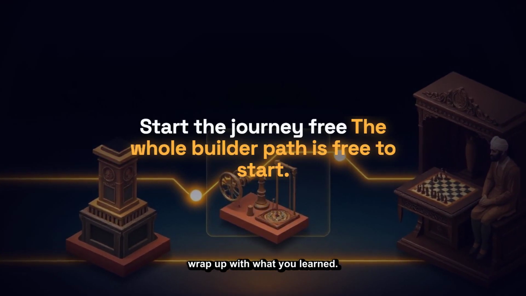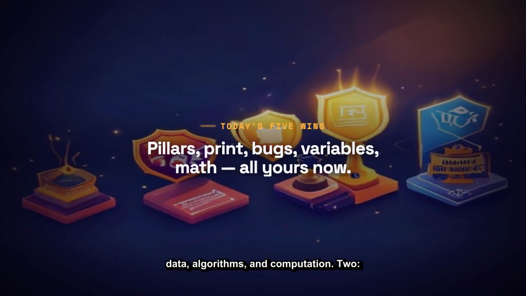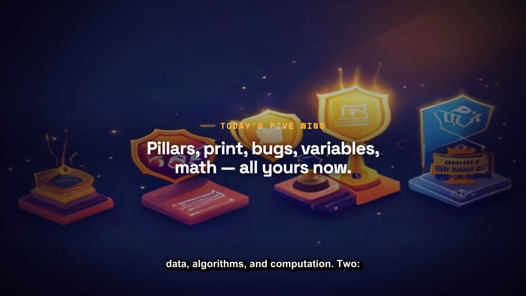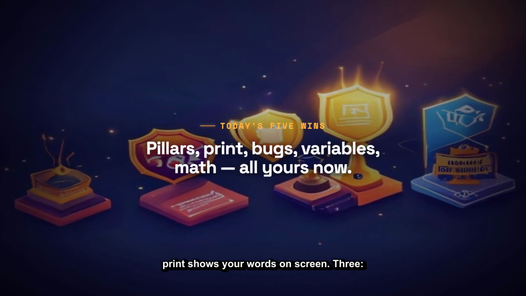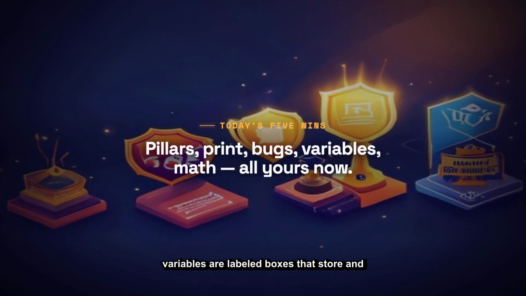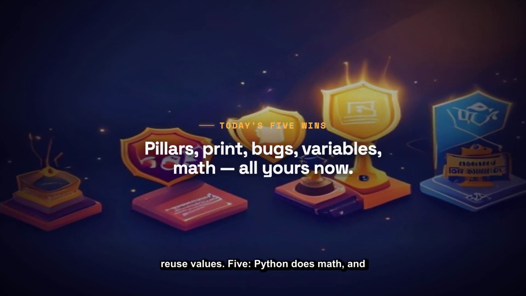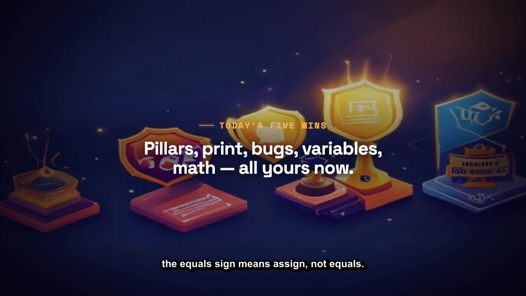Let's wrap up with what you learned. Lock it in. 1. AI isn't magic, it's data, algorithms, and computation. 2. Print shows your words on screen. 3. Bugs are normal, just clues. 4. Variables are labeled boxes that store and reuse values. 5. Python does math, and the equals sign means assign, not equals.